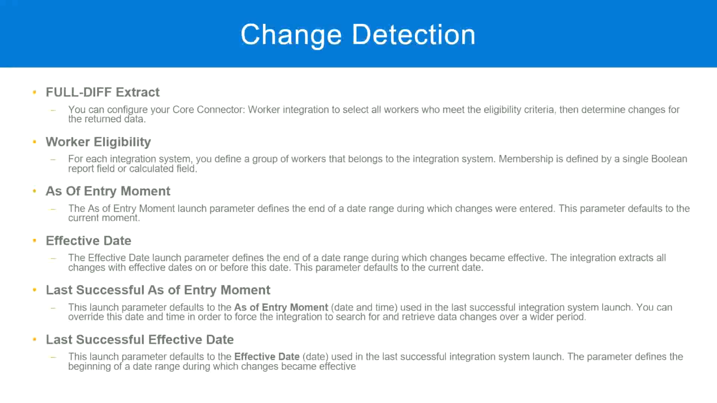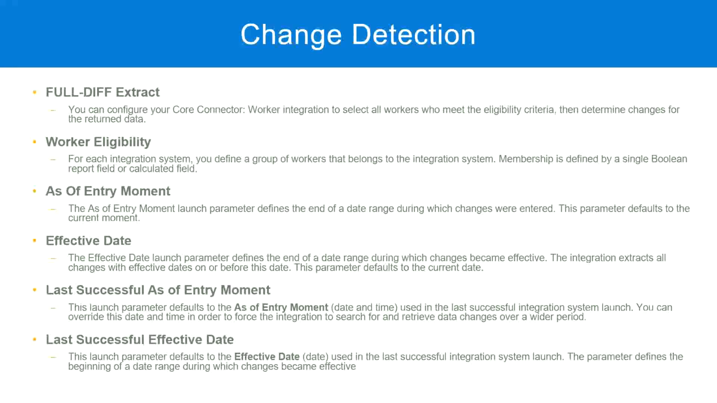Then comes the full diff extract. Now the full diff extract. What it does is, if you configure that as a full diff extract, it first looks at only the workers who meet the eligibility criteria. So it narrows down the list of workers who meet the eligibility criteria.